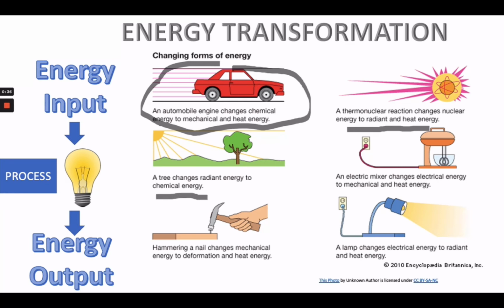We have a tree changes radiant energy to chemical energy. Next, we have an electric mixer changes electrical energy to mechanical and heat energy. Another one is hammering a nail changes mechanical energy to deformation and heat energy. And lastly, this is what we do every day, a lamp changes electrical energy to radiant and heat energy. So again, with the example given, energy cannot be created nor destroyed. However, it only changes from one form to the other.